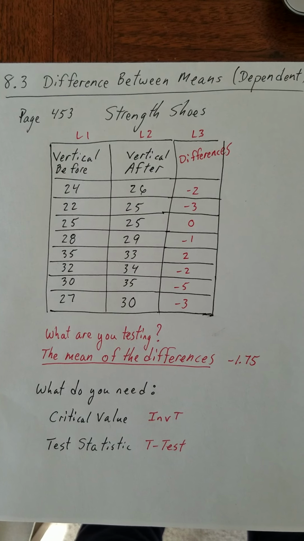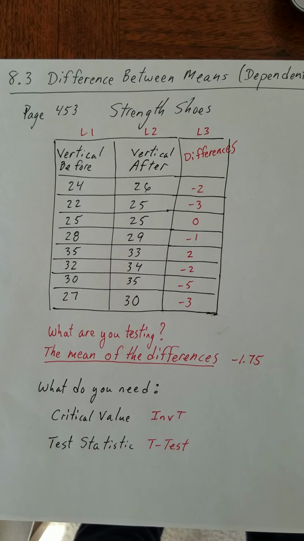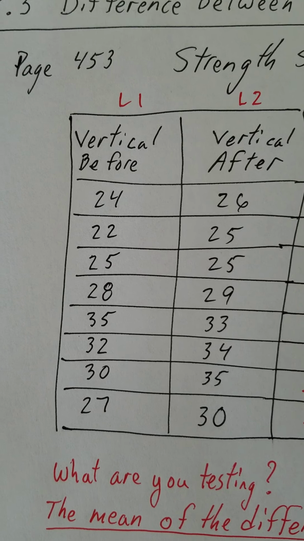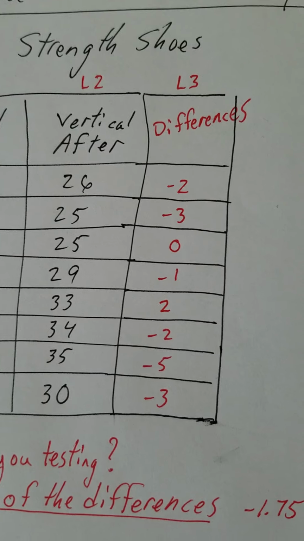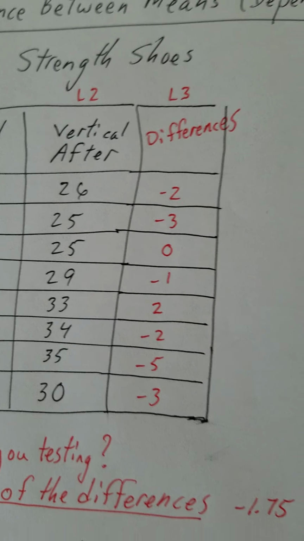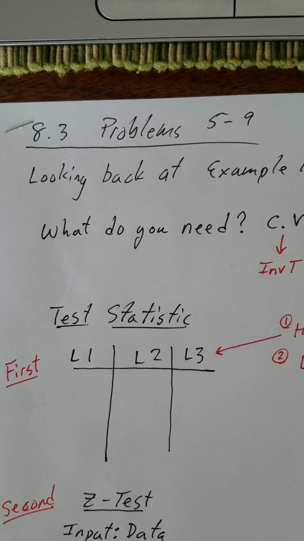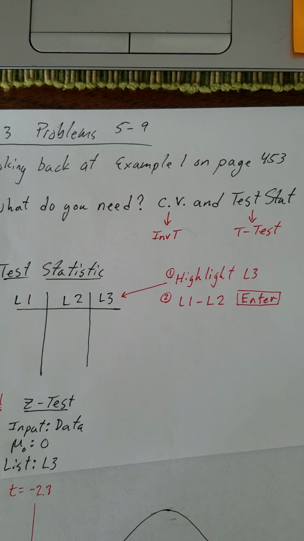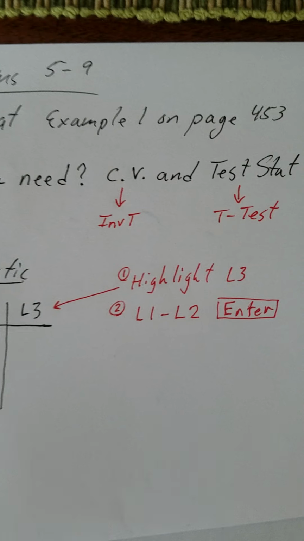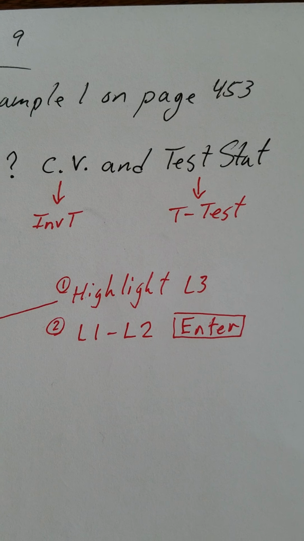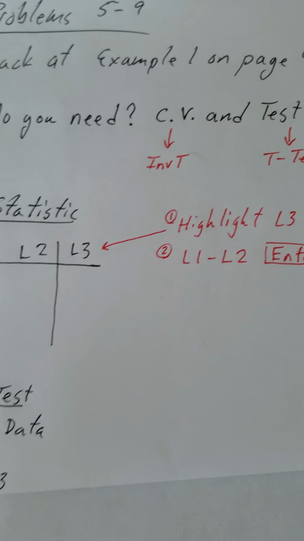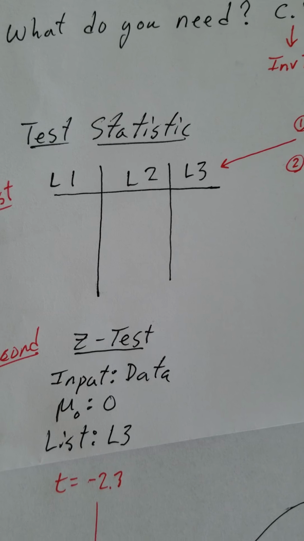Now in problems 5 through 9, you'll actually get data. You'll need that. So what will you do in problems 5 through 9? Again, we're looking back at example 1 on page 453. You still need your critical value and test stat. You do inverse T and t-test to get those. But now how do you get that list 3?